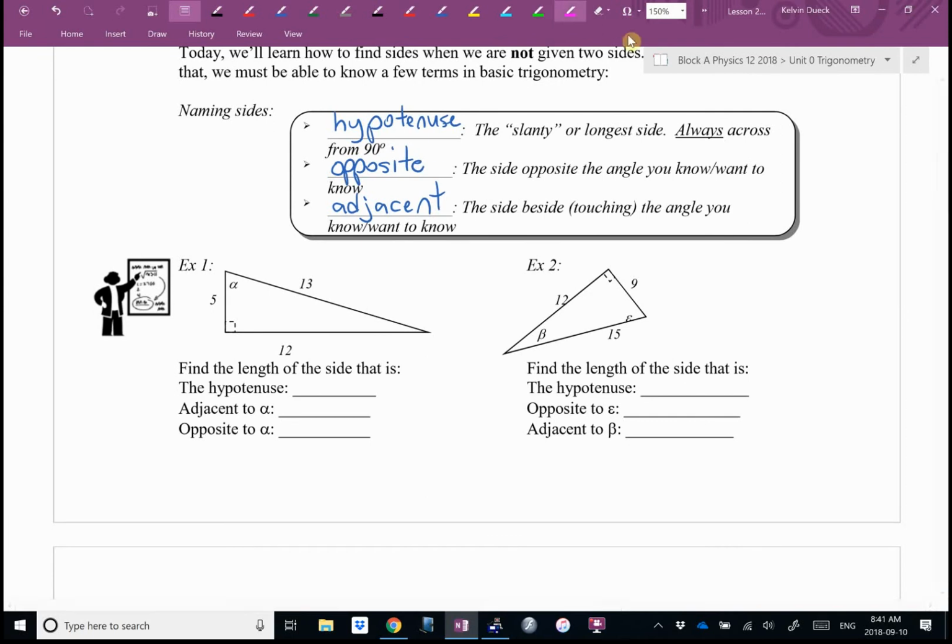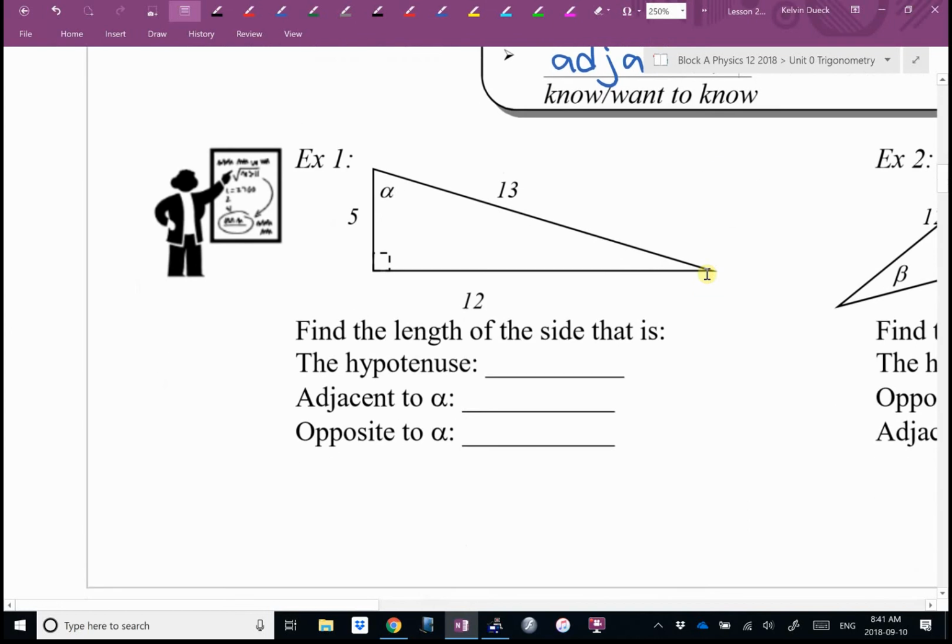So, example 1 says this. Just tell me, in this triangle here, how long is the hypotenuse? Typically, what I do is I label the triangle with an H and an O and an A. What number is the H going to go next to? The 5, the 12, or the 13? 13, I put a little H there. The hypotenuse is 13.